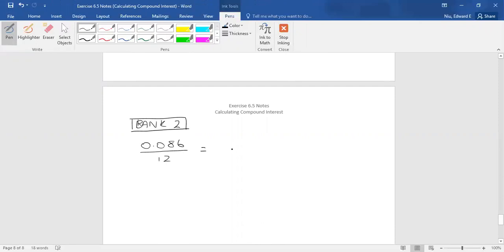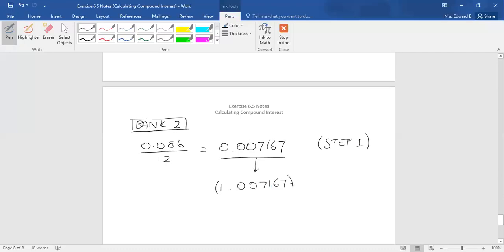We would get an answer of 0.007167. For these answers, it's important that you write out all the decimals, or as many as you can, for accuracy purposes. So that's step 1. We figured out our monthly interest rate is 0.7167%. Step 2, we tack on a 1. We write what we did before, and we power this.